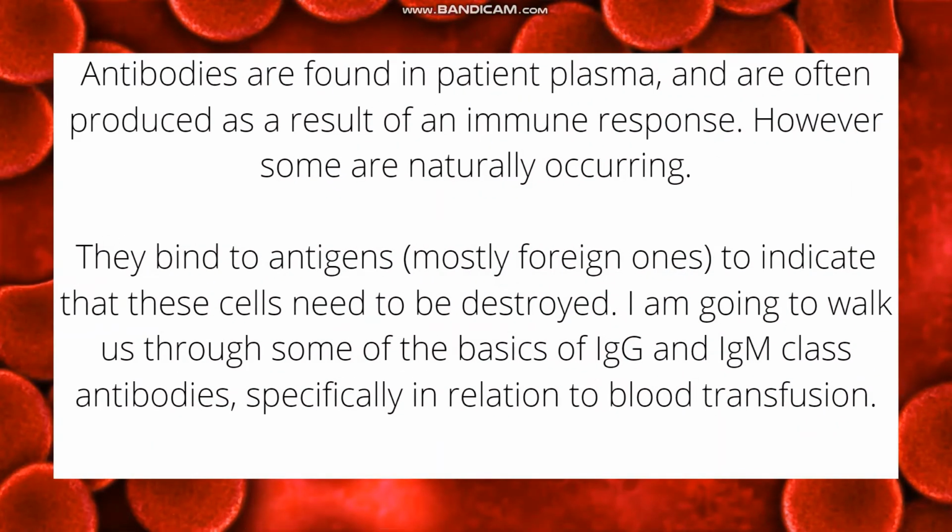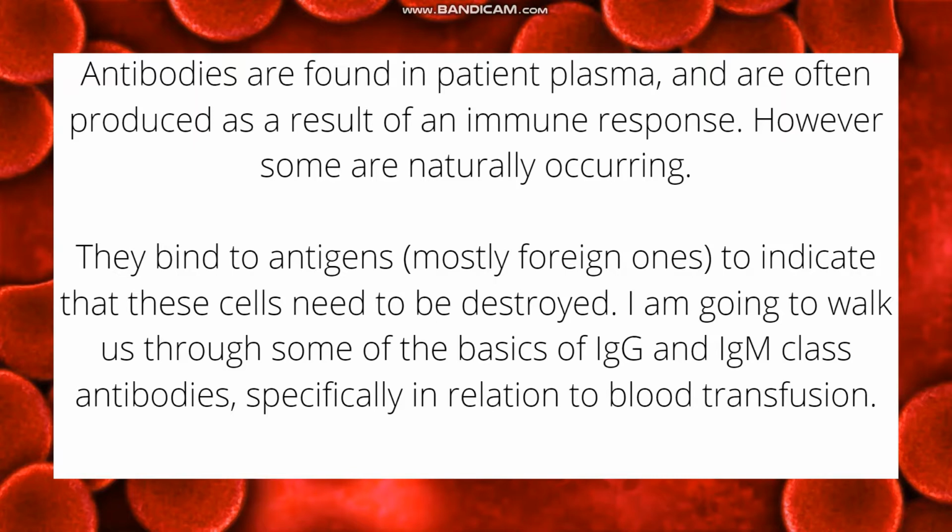So antibodies are typically found in patient plasma and are often produced as a result of an immune response. However, depending on the class of antibody, some will be naturally occurring in the body. They bind to antigens, mostly foreign ones, to indicate that these cells need to be destroyed. This happens with all antibodies, and quite often when you learn about antibodies, you're looking at it in terms of bacteria or viruses coming into the body. When we're talking in blood transfusion, it's following a similar principle, but we're looking at when we have foreign red blood cells entering the body.